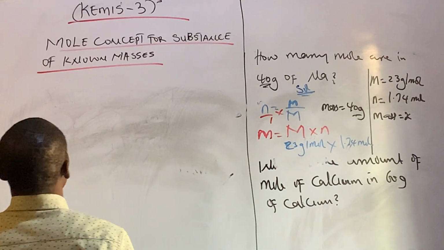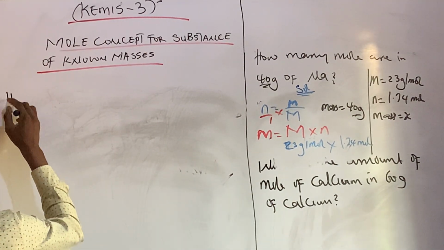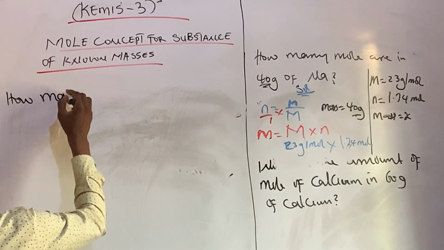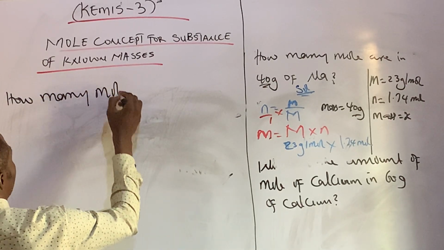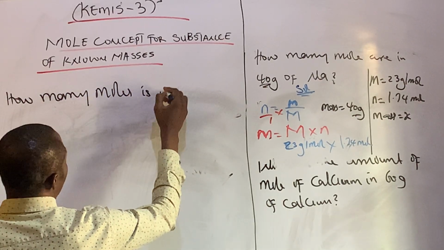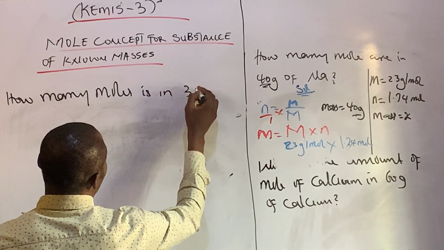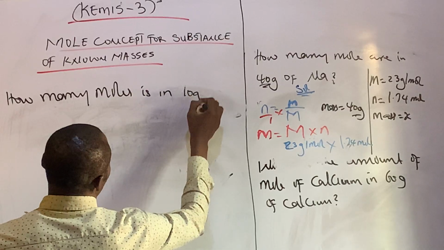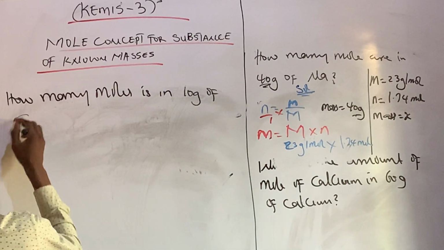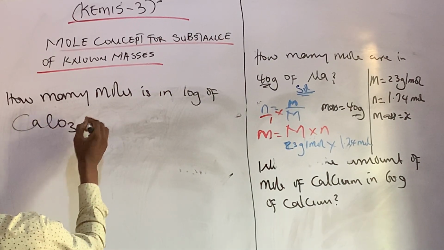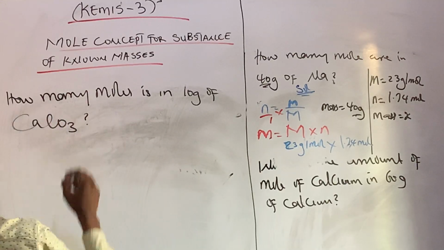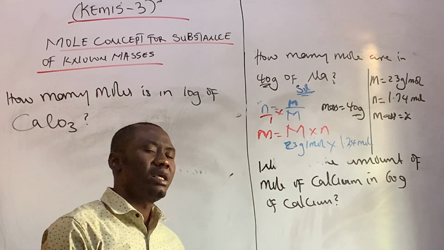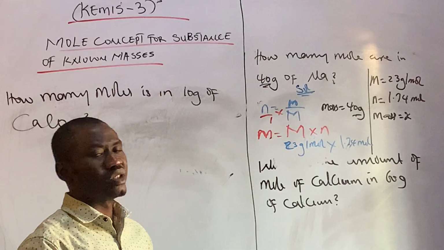We have that how many moles is in 30 gram. Okay, let's use another gram now. Let's use 10 gram of calcium trioxocarbonate IV. How many moles of calcium trioxocarbonate IV is in 10 gram of calcium trioxocarbonate IV?